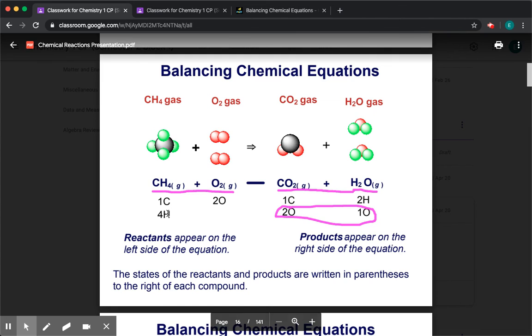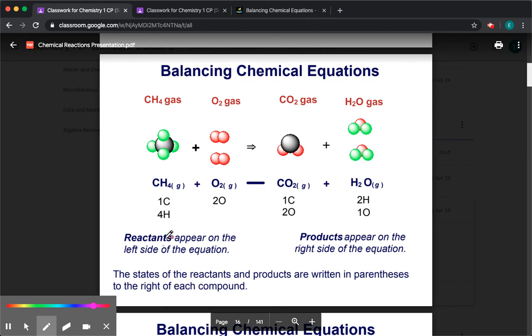We have more hydrogens on the left than we do on the right. And we have more oxygens on the right than we do on the left. So now we need to balance this. And how do we begin to do that? Okay. In front of every chemical is what we call a coefficient. If you do not see a number there, you assume it's 1. So right now, there's an imaginary 1 in front of every single one of these chemicals. We have one of everything.